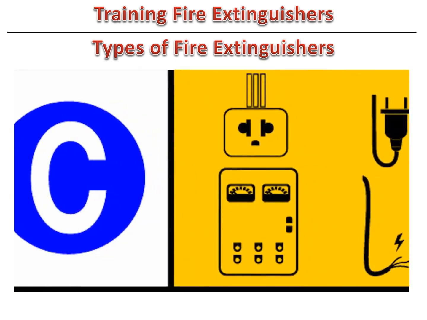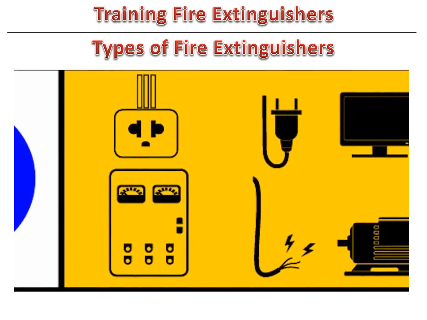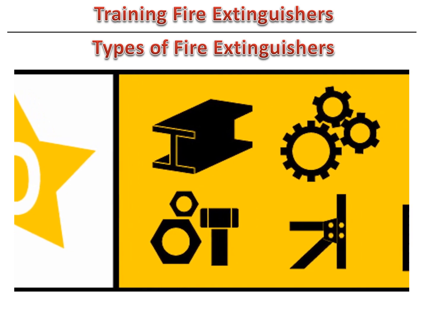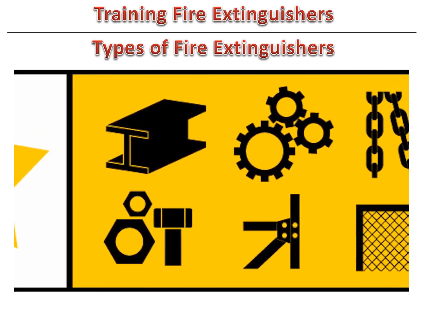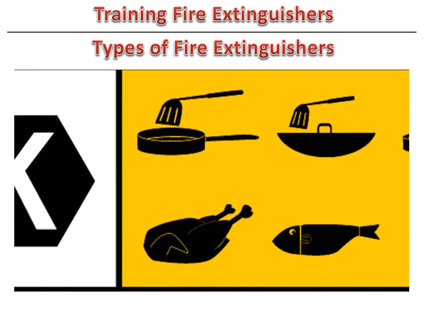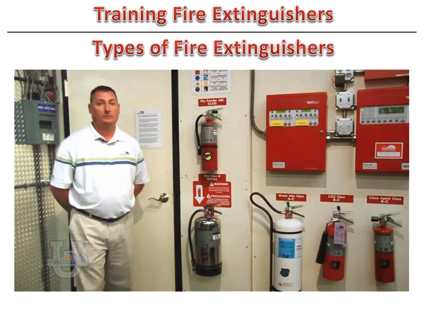Third class is a C-class, which is live electrical equipment, such as computers, faxes, or service panels. A D-class fire is combustible metals, such as magnesium, lithium, and titanium. The last class is a K-class fire, which involves cooking mediums, such as cooking oil and fats.